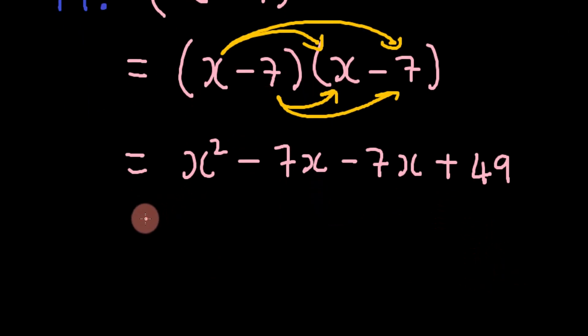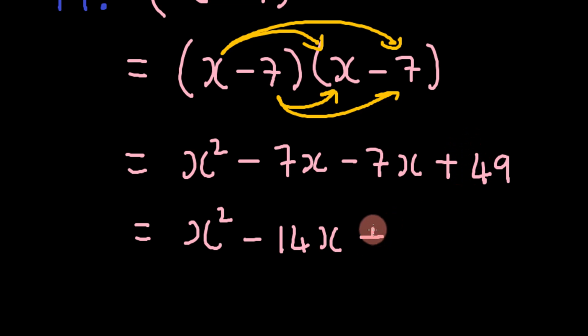Our last step will be to add the like terms. So we have x squared. Then negative 7x minus 7x is negative 14x. And we still have the plus 49.